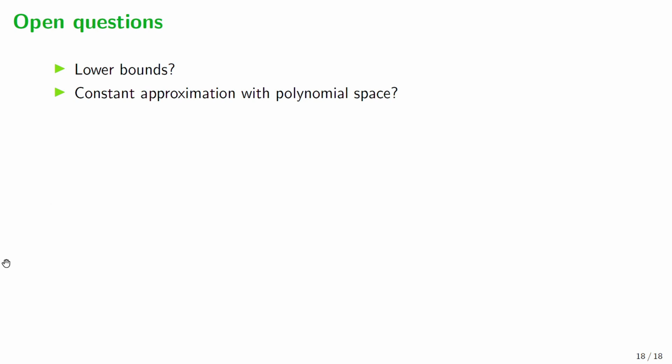Two main questions are left open. One is getting lower bounds for the nearest neighbor problem. Our conjecture is that our space bound is almost optimal, up to a constant factor in the exponent. The second question is to find a much smaller data structure with polynomial space, but at the cost of a constant approximation instead of 1 plus epsilon.